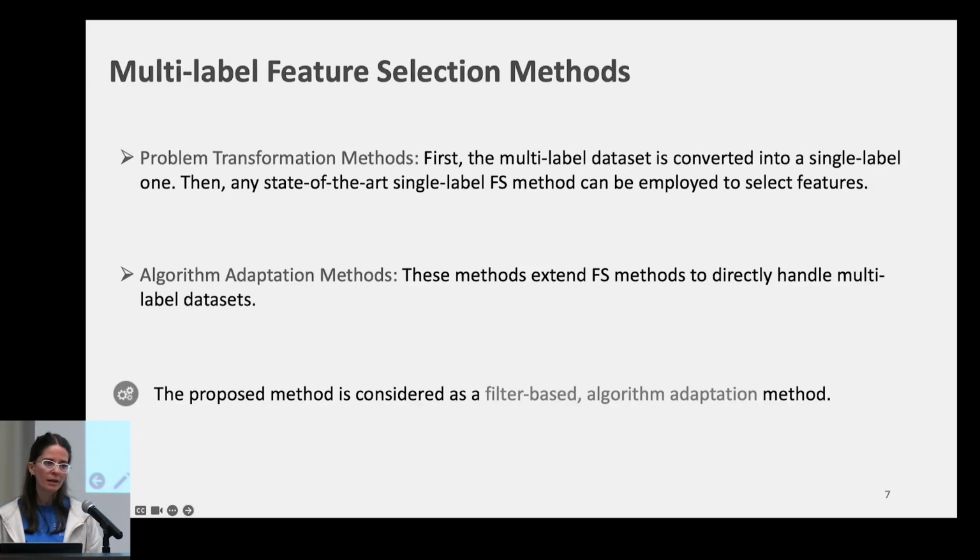The multi-label feature selection methods can again be divided into two categories. The problem transformation methods try to convert the multi-label data into single-label data, and then use existing feature selection methods to select informative features from the converted data. But because we convert the multi-label data into single-label data, we may lose the correlation between the features and all the labels in the label set, and we ignore that information. Because of that, there are other methods that we call algorithm adaptation methods. These methods try to adapt existing methods to directly handle the multi-label data.